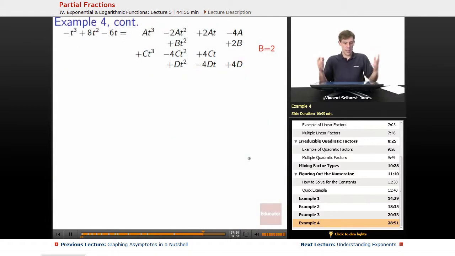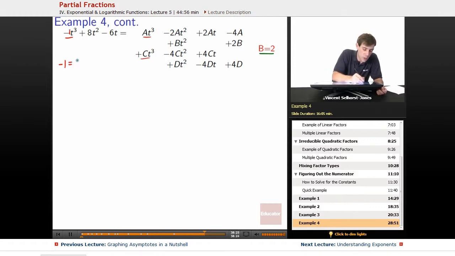All right, let's work through it now. So we figured out b equals 2. And now we've got negative t cubed plus 8t squared minus 6t equals at cubed plus ct cubed minus 2at squared plus bt squared minus 4ct squared plus dt squared plus 2at plus 4ct minus 4dt minus 4a plus 2b plus 4d. Okay, so at this point, let's put columns to columns. Negative t cubed goes to our at cubed plus ct cubed. So it must be that negative 1 equals a plus c.